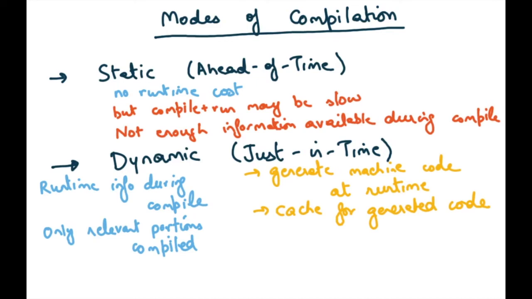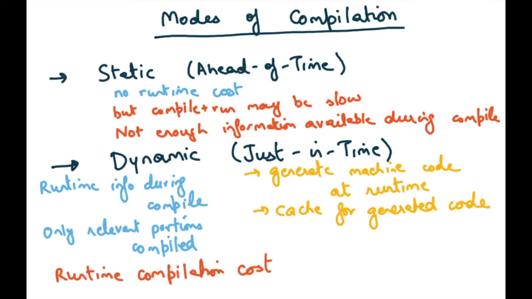Similarly, you only need to compile relevant portions. So let's assume that your program is really large. Let's say your program is as large as the GCC compiler or the Linux kernel. Compiling these large programs takes hours. But if only a portion of these programs is going to get executed while the interpretation is happening, then only those relevant portions need to be compiled, and that saves a lot of compilation time. And that's also a big pro of just-in-time compilation.